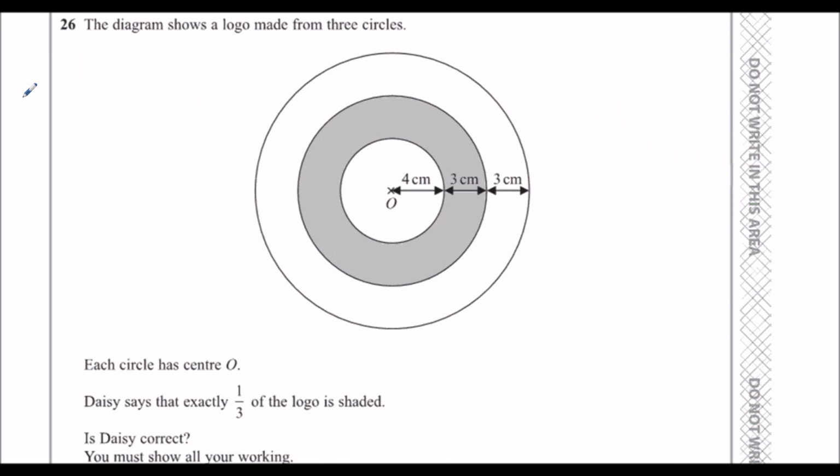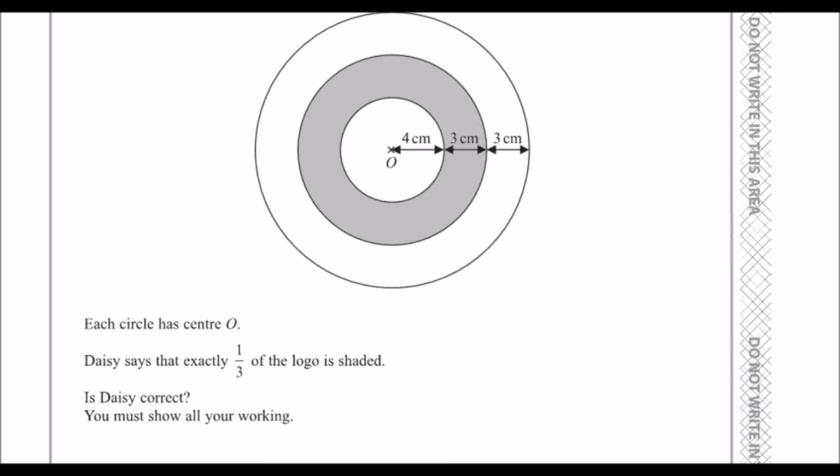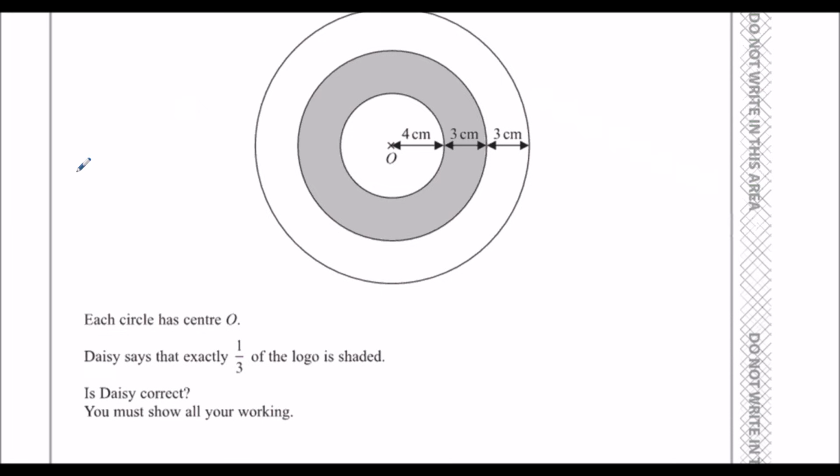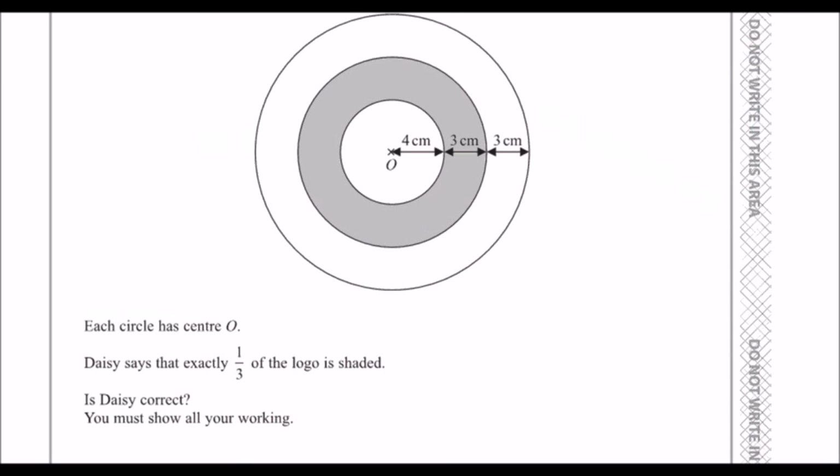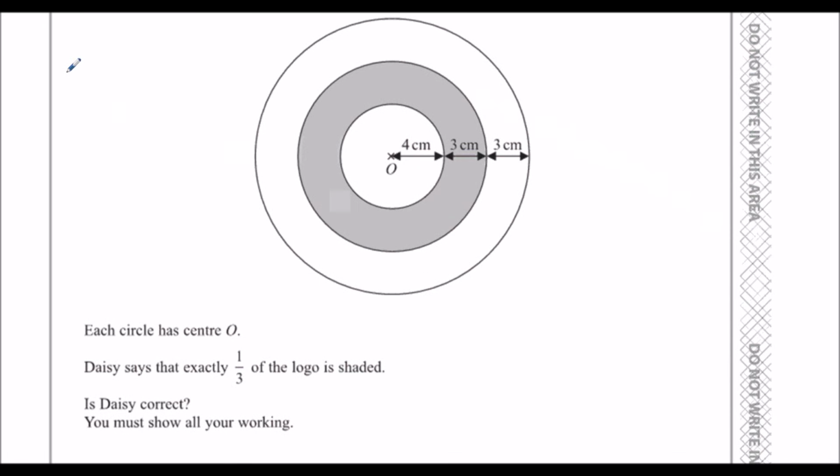Okay, question 26. We've got a logo made from 3 circles. Each circle's got the same center, and Daisy says exactly 1/3 is shaded. Is she correct? You must show your working. So we're going to have to work out the total area and the shaded area.